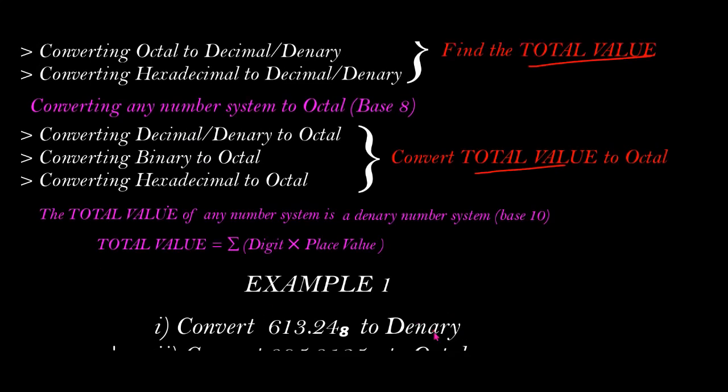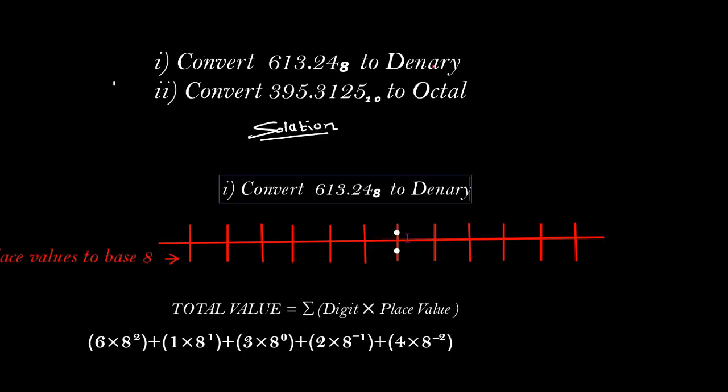So Roman number 1 there, we want to convert 613.24 to base 8 to denary. Denary is base 10, so base 10 means we look for the total value. On the decimal side, we have 0.24. Then on the whole part, the first digit is 3, followed by 1, followed by 6. Then we put our place value. You start by putting the base. The base is 8, because the number system we are converting, 613.24, is to base 8. So we put base 8 for all of them.